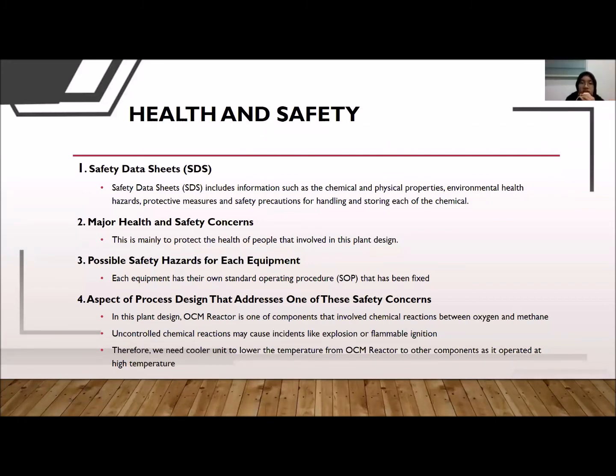Health and safety analysis is divided into 4 components. First, safety data sheet (SDS). SDS includes information such as chemical and physical properties, environmental health hazards, protective measures, and safety precautions for handling and storing each of the chemicals. Second, major health and safety concern. This is mainly to protect the health of people involved in this plant design.